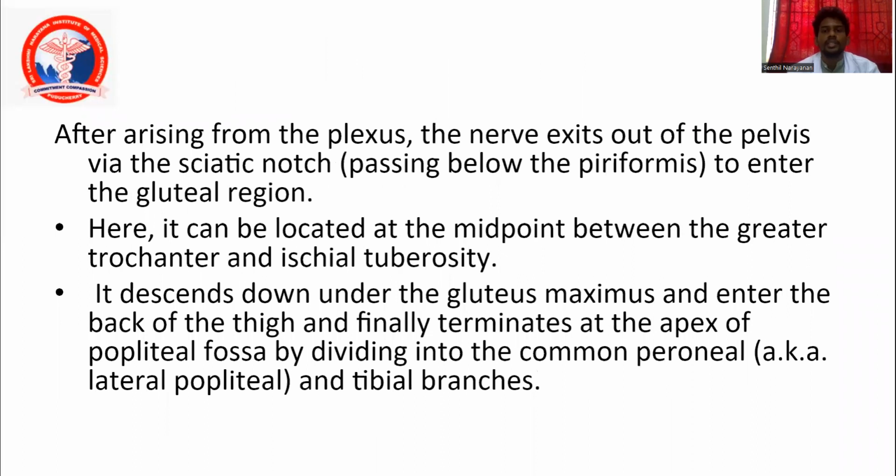After arising from the plexus, the nerve exits out of the pelvis through the sciatic notch, passing just below the piriformis to enter into the gluteal region. Here it can be located at the midpoint between the greater trochanter and the ischial tuberosity. It descends down under the gluteus maximus and enters the back of the thigh and finally terminates at the apex of popliteal fossa by dividing into the common peroneal nerve and the tibial branches.